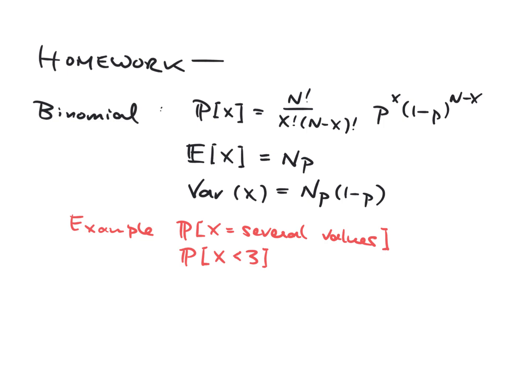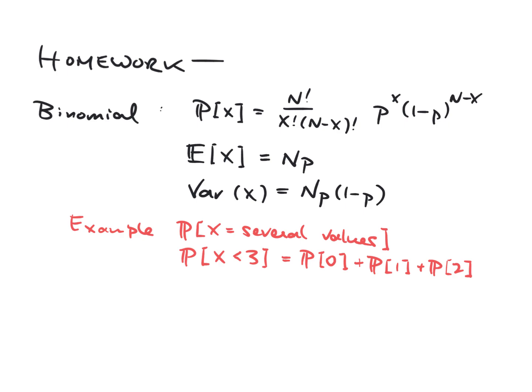Well, the way to calculate that is by adding up the individual numbers. So the probability of 0 plus the probability of 1 plus the probability of 2. That covers all the values that we're discussing, the multiple values. Does that make sense?